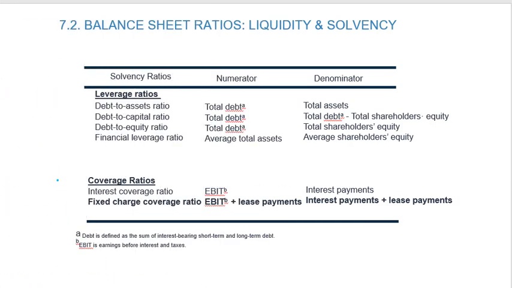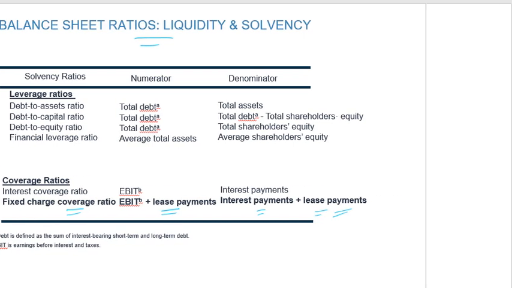In this slide, I just want to remind you of the coverage ratios, which are very closely related to the liquidity and solvency ratios. For the interest coverage ratio, the numerator is EBIT and the denominator is the interest payments. And the fixed charge coverage ratio, this is one that students often forget. It's the EBIT plus the lease payments, divided by interest payments plus the lease payments. So we just add the lease payments to the numerator and denominator for the fixed charge coverage ratio.